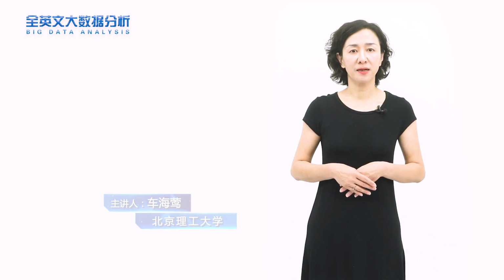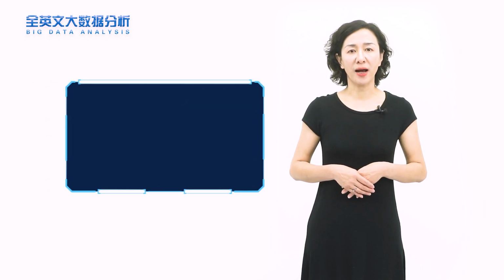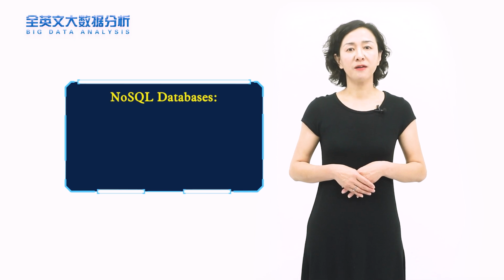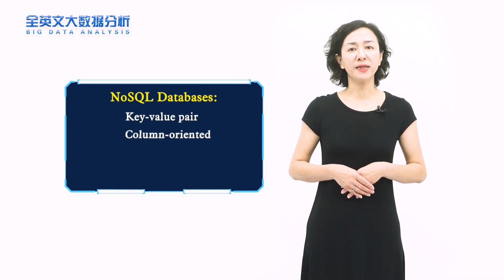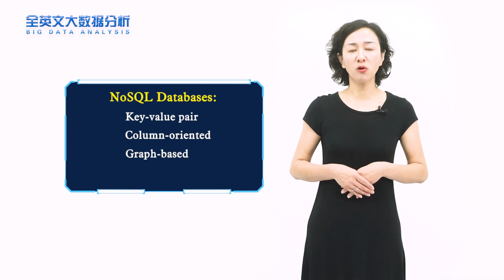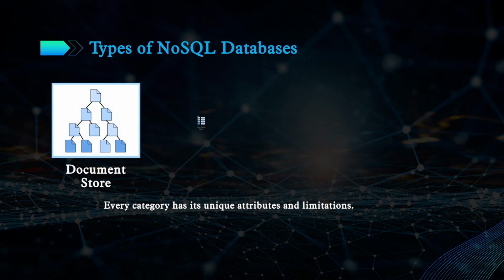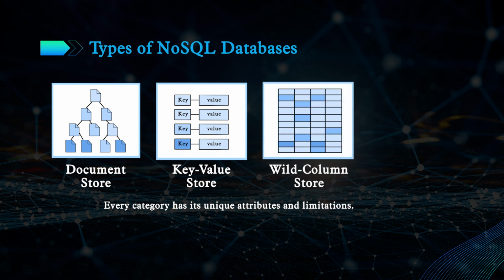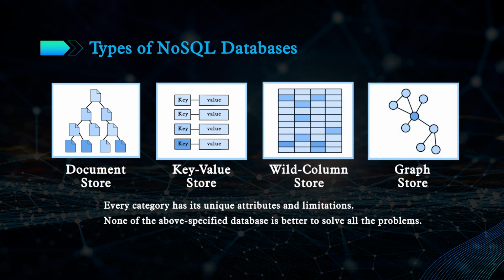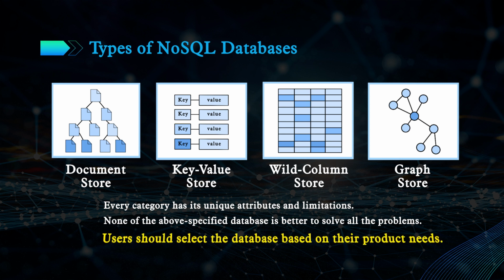In this session, we discuss the 4 main types of NoSQL database. NoSQL databases are mainly categorized into 4 types: key-value pair database, column-oriented database, graph-based database, and document-oriented database. Every category has its unique attributes and limitations. None of the above specified databases is better at solving all the problems. Users should select the database based on their product's needs.